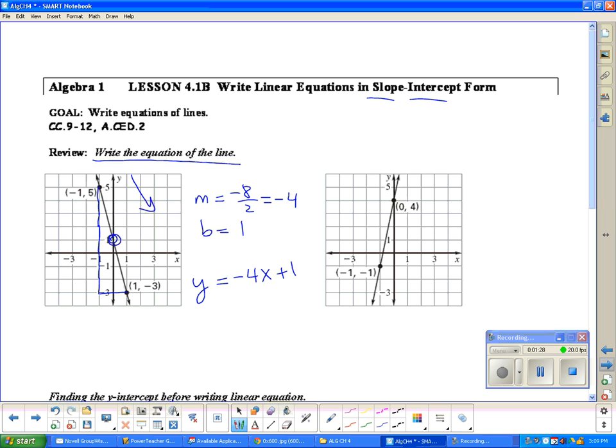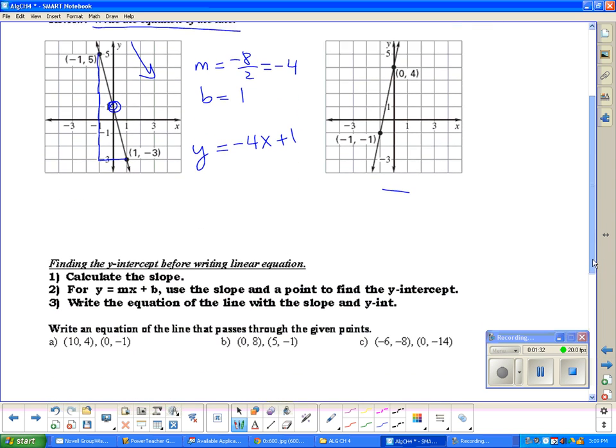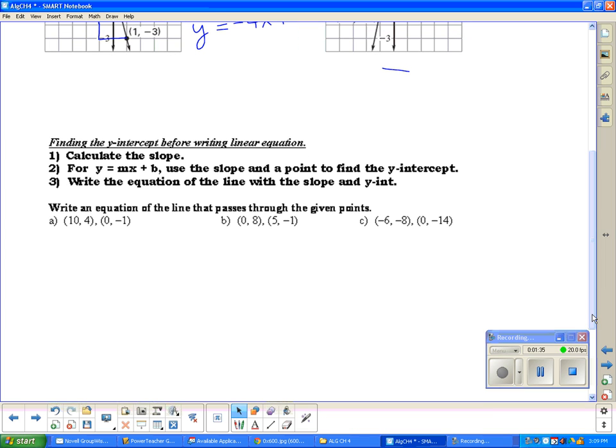Alright, I'm going to skip this one and go straight down to what the new stuff is. So sometimes we're not given the slope at all, and we're not given a graph, but we can figure out what the slope is by calculating it. So the steps here are we need to calculate the slope, and then for this form we're going to use the slope and a point to find the y-intercept, and then we're going to finally write the equation of the line with the slope and the y-intercept.